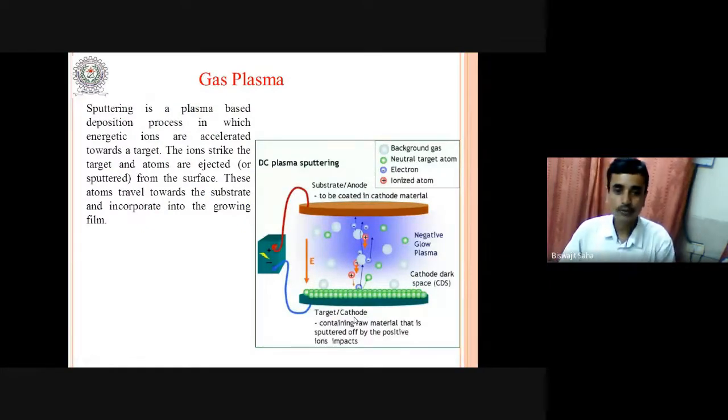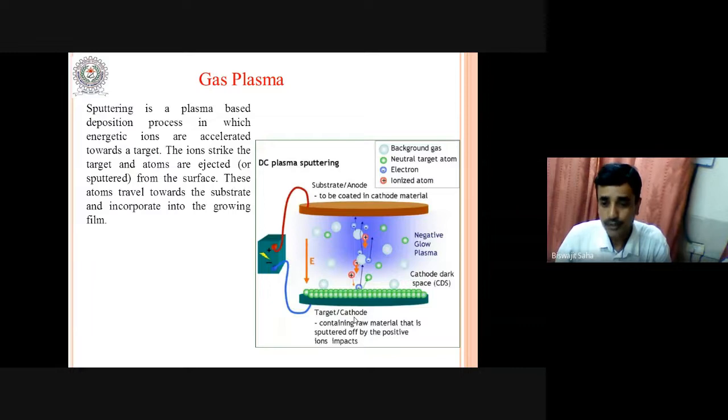Okay, so after this we got an idea about the low dimensional material and the vacuum system. Next few slides I shall spend on the plasma. Since our discussion is mainly based on the sputtering system, so one part, the vacuum system, we understood. Next is the gas plasma. Gas plasma can be created inside the vacuum chamber, and for this we need low pressure created inside the chamber and a high electric field.